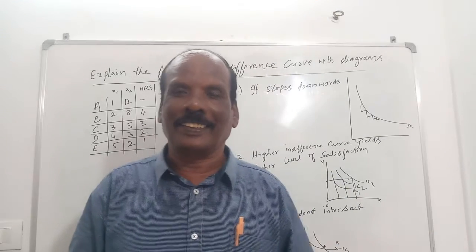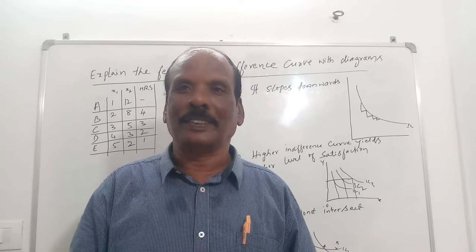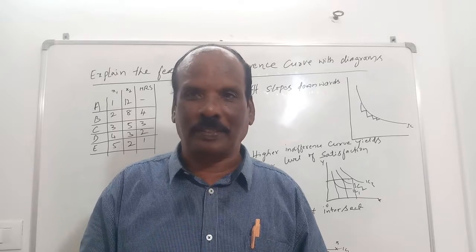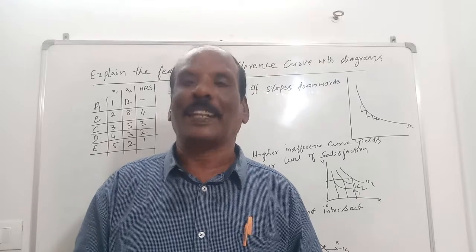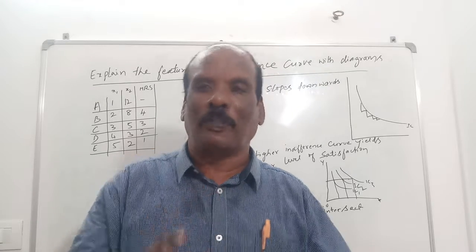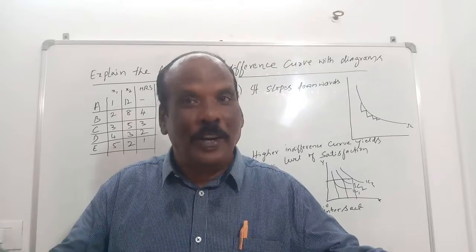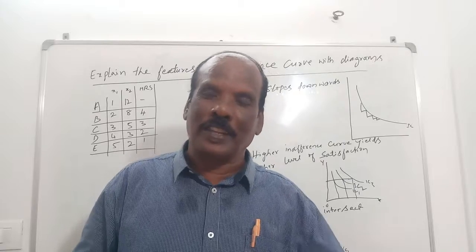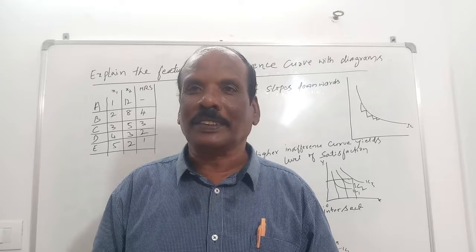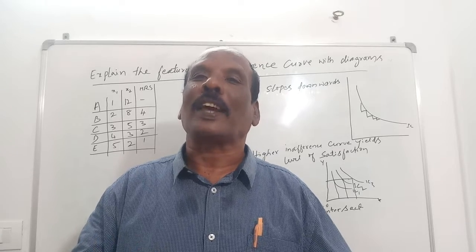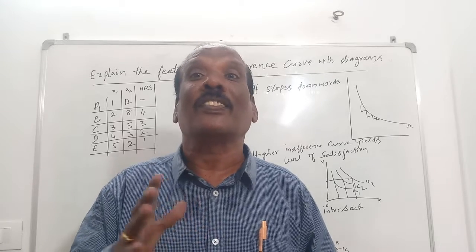Please understand. It refers to a set of different combinations of two goods which yield the same level of satisfaction. Since they yield the same level of satisfaction, the consumer is indifferent. He doesn't find any difference either in combination A or in combination B or E. Why? Because he gets equal satisfaction. That is why it is called indifference curve.